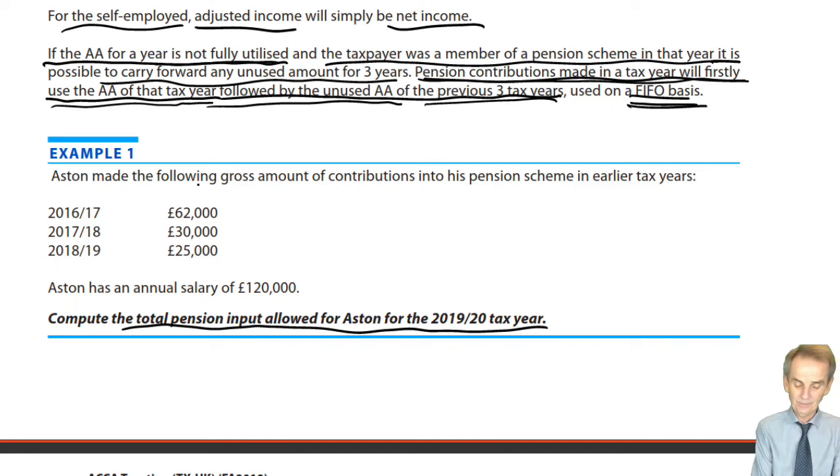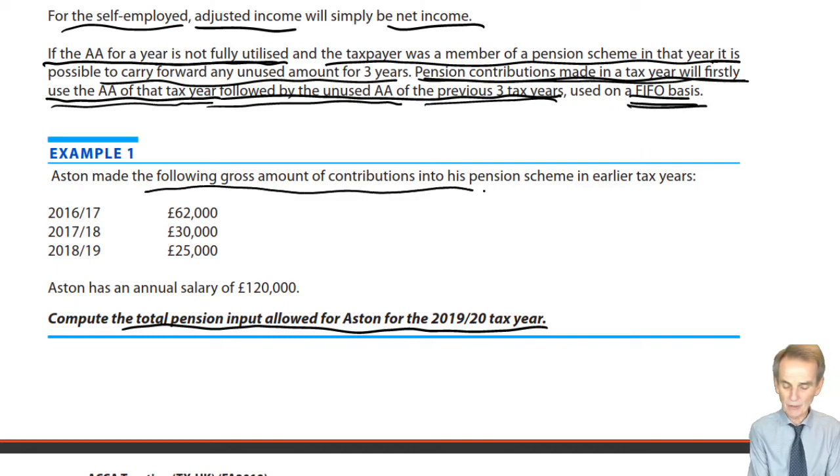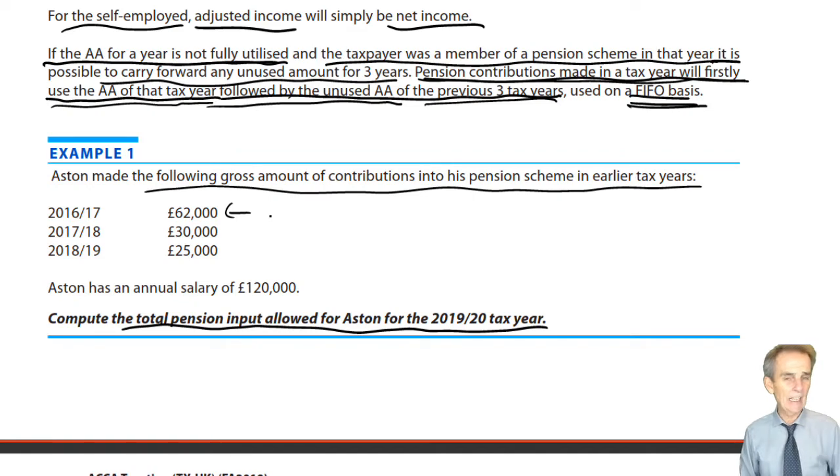So what have we got here? Aston made the following gross amount of contributions into his pension scheme in earlier tax years. And we've got 16, 17, 62,000. Do we have any unused annual allowance, therefore, from that year? No, we do not. 30,000. Yeah, we've got unused annual allowance there, assuming, of course, that we're using a £40,000 AA figure. As would also be the case with £25,000 contribution, can we use those contributions? Can we use a 40,000 limit?